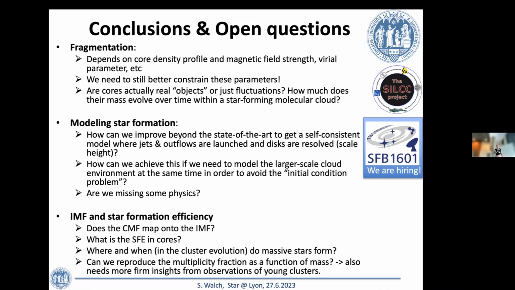And we also have to think about whether we are missing more physics. For the IMF and star formation efficiency, we can then figure out whether the CMF maps into the IMF or not, what the star formation efficiency in cores is, and how the feedback from the cores affects the larger scale environment and on what time scale. For now, we are plugging this in as immediate feedback on the larger scale models, but whether this is actually true is not resolved.